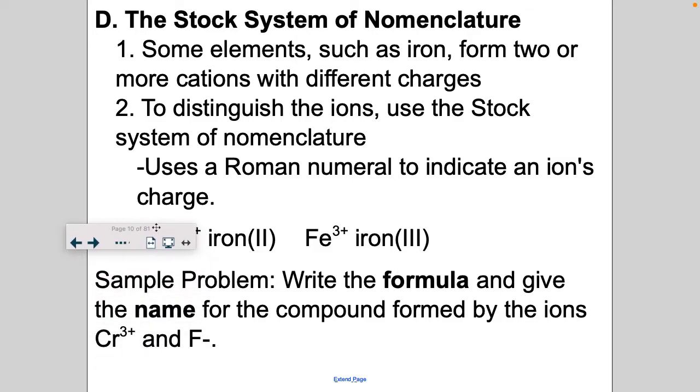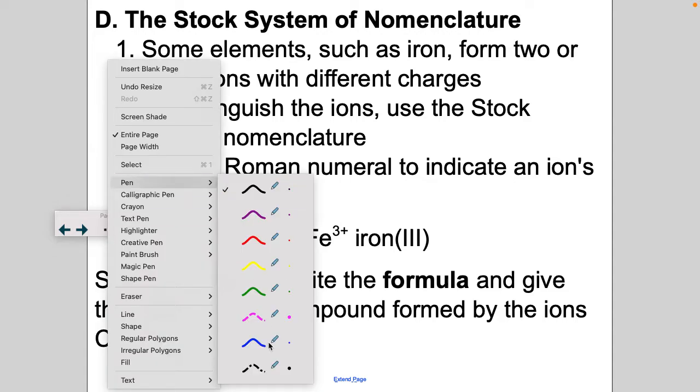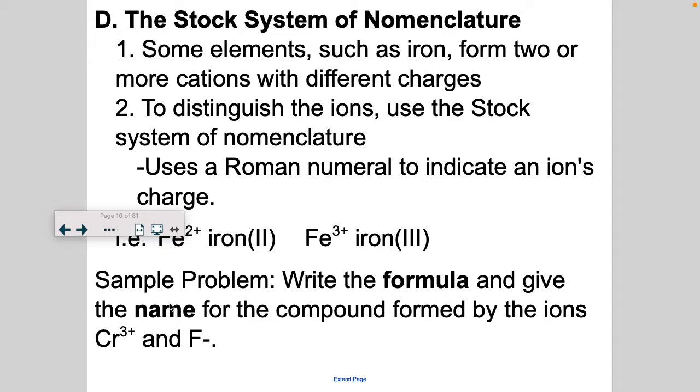So sample problem, write the formula and give the name. You know what, I'm just going to use my pen because that seemed to be faster. Write the formula and give the name for the compound formed by the ions Cr +3 and fluorine. So right off the bat, you take a look at the charges and you can see that those charges are not balanced, right? I have a +3 over here and a -1. So what do I need to do to get them to equal 0? Well, I'm going to have to take my fluorine and multiply it by 3, right? So I can get a -3 charge to balance out the +3 charge.